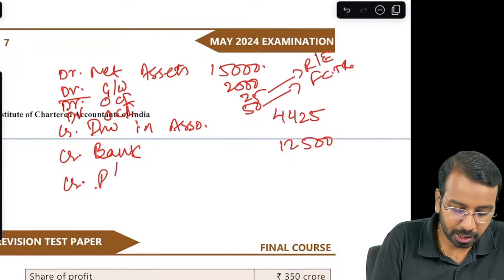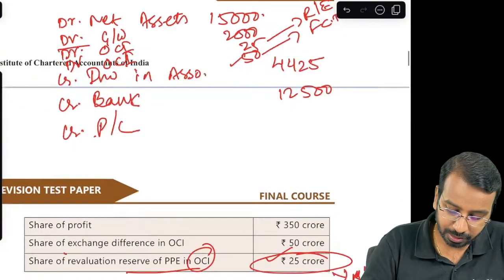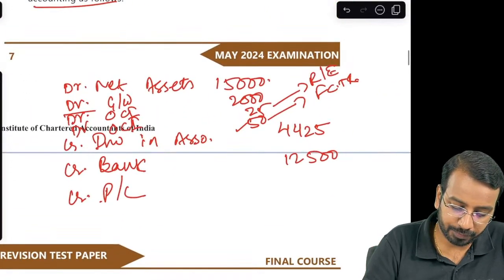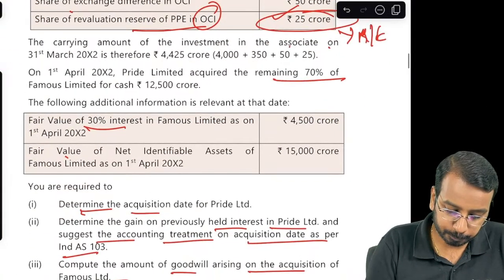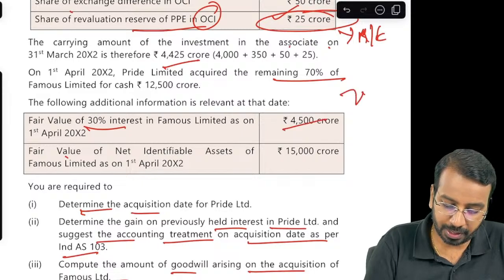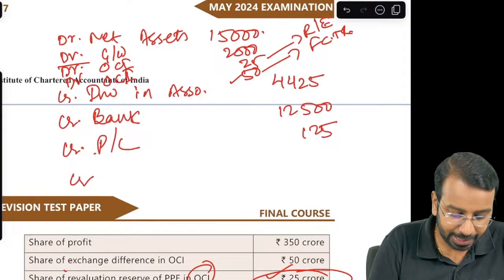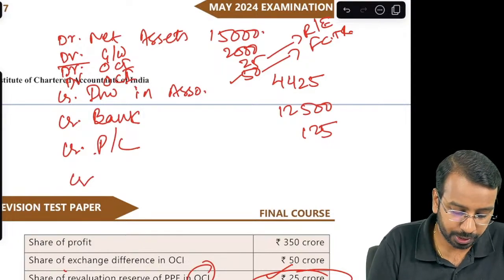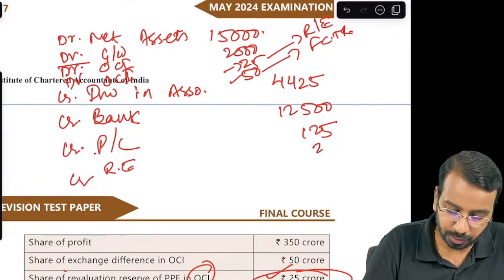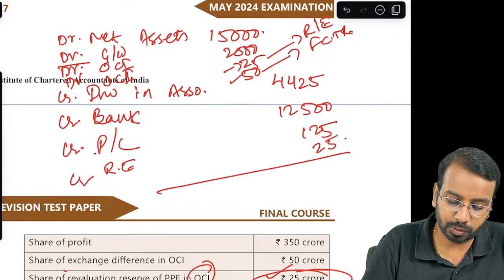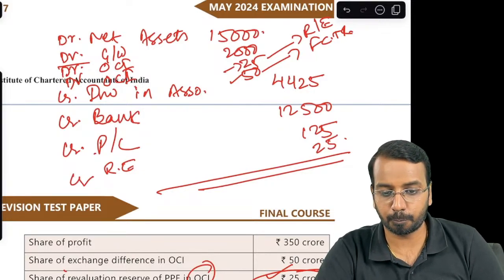Then we will credit what? We will credit P&L by this 50 and gain. So 50, and we had calculated gain 4,425 and 4,575. So 125 will be credited to P&L, and the balance amount that is left over will go to retained earnings, which is basically your 25 of PPE. So this is the journal entry that you will pass at the time of initial acquisition.